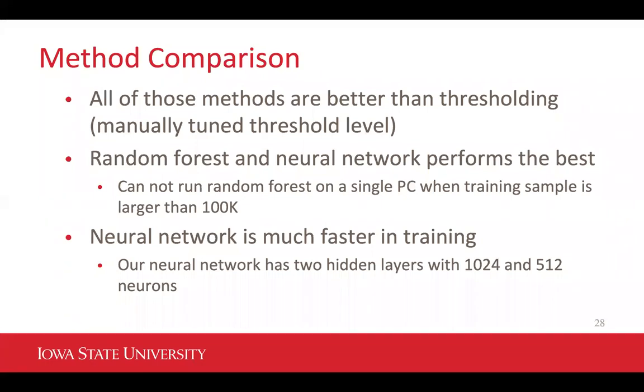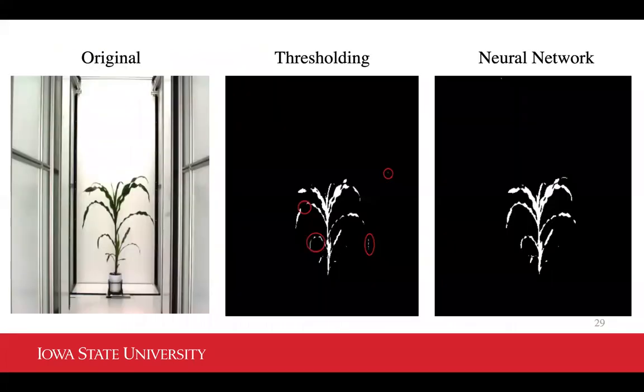Our neural network actually has a very simple structure. We only have two hidden layers. The first hidden layer has 1,024 neurons, and the second hidden layer has 512 neurons. And we just use the ReLU activation function.